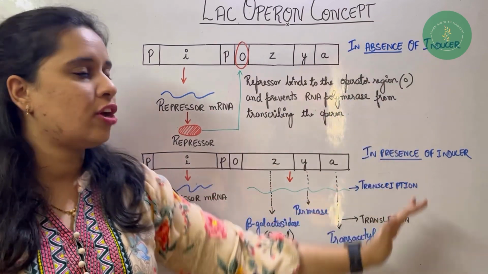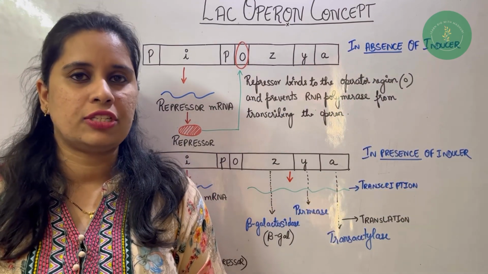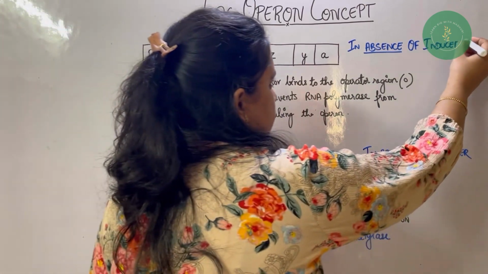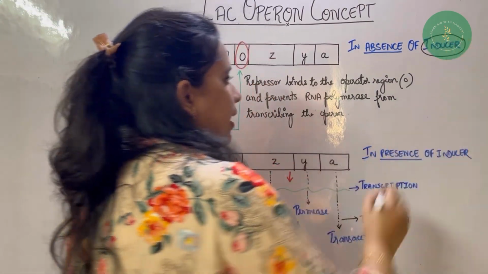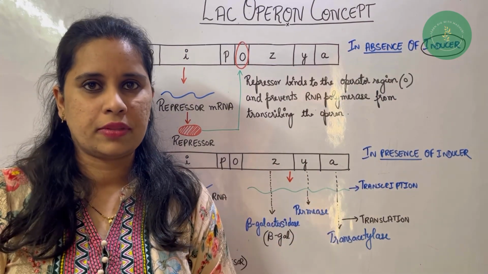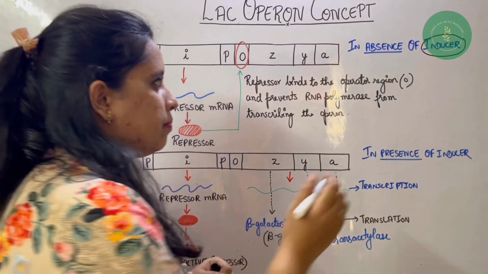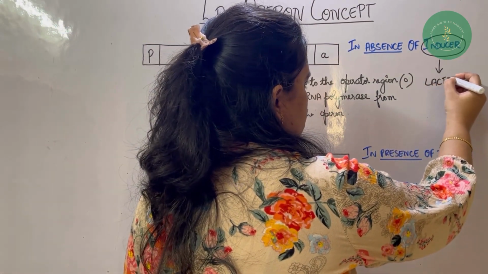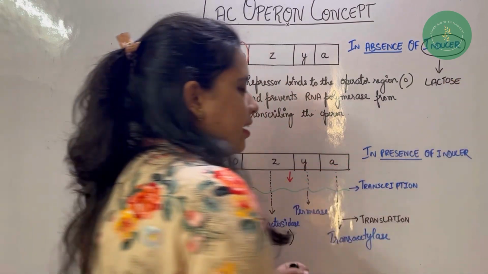As you can see on the screen, there is a LAC OPERON structure and you can find the word inducer. Right? In absence of inducer and in presence of inducer. Who is an inducer here? The inducer will be the lactose. Lactose is a disaccharide sugar.